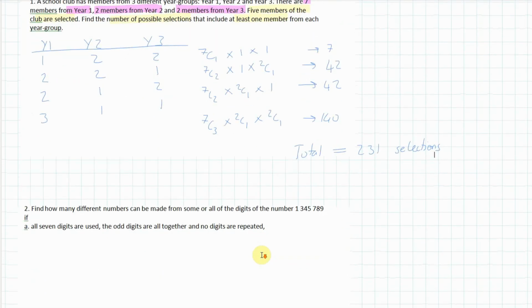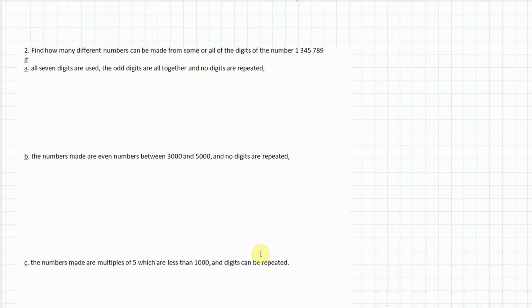Okay, now let's move on to the next one. It's another permutations and combinations question. How many different numbers can be made from some or all of the digits of this number here? All 7 digits are used, and the odd digits are together. No digits are repeated. Okay, so we're making a 7-digit number.